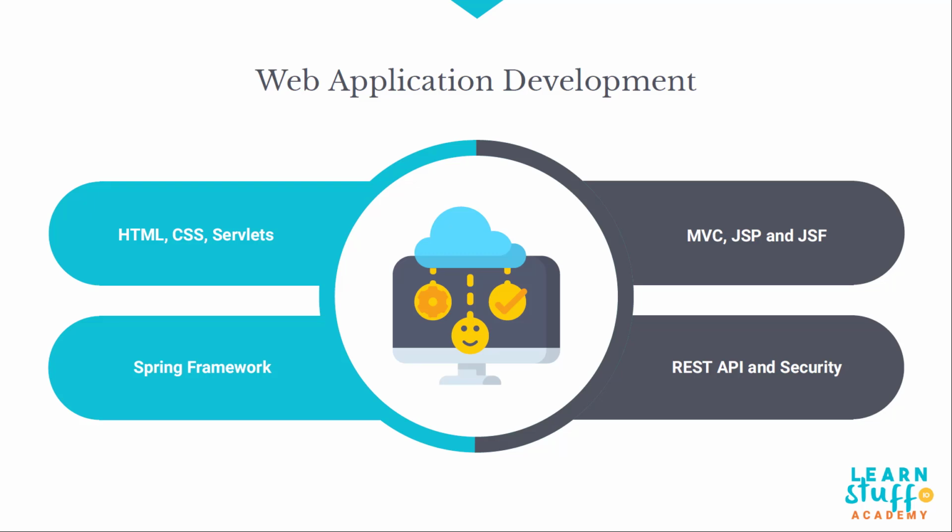Finally, we will learn how to secure our web applications by using Spring Security, with a focus on implementing security using JSON Web Token and OAuth 2. This step usually takes between 2 to 8 months.